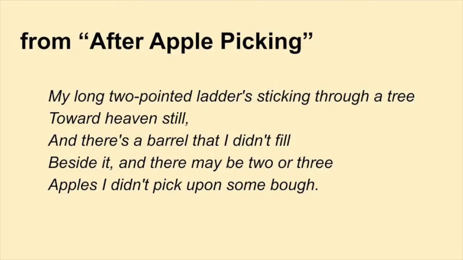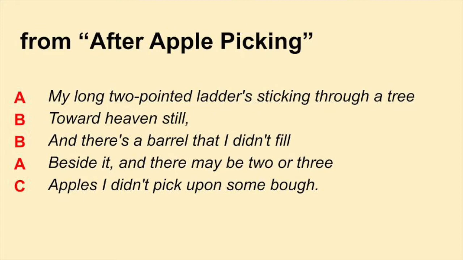Let's look at a Robert Frost poem called After Apple Picking. My long 2-pointed ladder's sticking through a tree, toward heaven still, and there's a barrel that I didn't fill beside it, and there may be 2 or 3 apples I didn't pick upon some bough. So, the rhyme scheme Robert Frost is using is ABBAC, and that's only a part of the poem, so it goes on, and I'm sure there's a C somewhere and maybe even a D and an E.